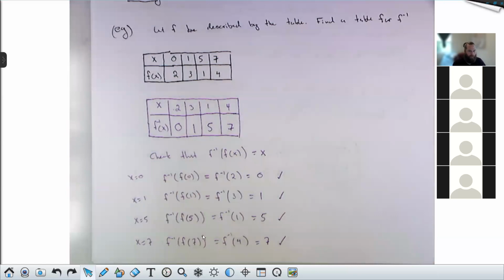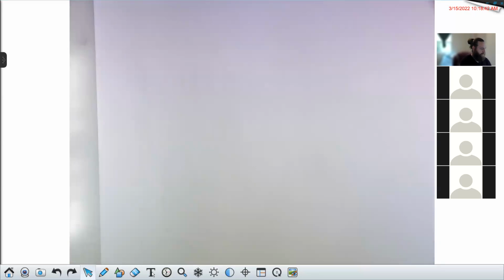And you can kind of get a feel for what this might mean in terms of the graph. Remember, each one of these columns is an ordered pair on the graph of the original, right? This says that the point (5, 1) is on the graph. This says that the point (1, 5) is on the graph. So ordered pairs get swapped from the original to the inverse. So let's discuss this in terms of the graph really quick. And then I'm going to show you how to solve for an inverse algebraically.